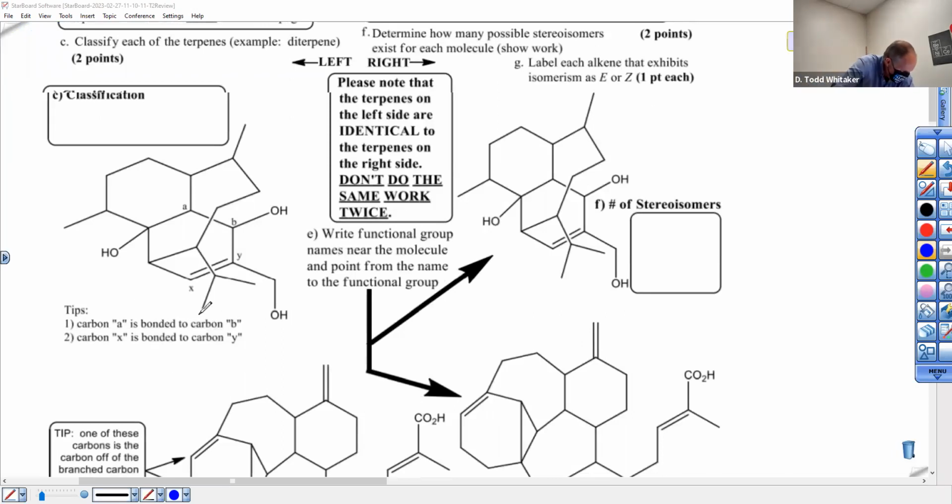It says carbon A is bonded to B. There's A. And here's B. And I just don't want anybody thinking that the end of this stick here is a carbon. Or here. Those are not carbons, please. This bond is behind, this bond is why it looks like it's broken. Okay? X is bonded to Y. Same story down there, okay? This thing's just out front.